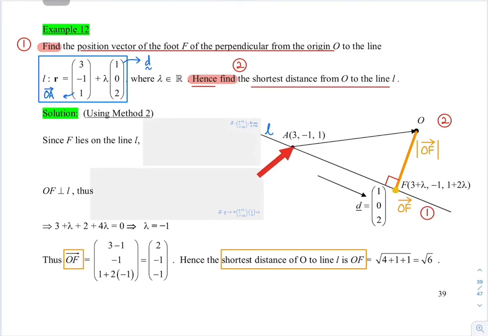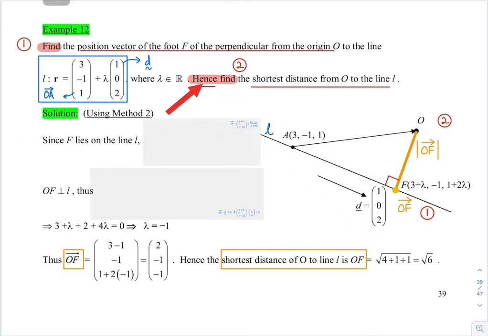And then this line L has a direction vector, we label it as D. This direction vector is obtained from this part of the equation. Alright, so the two objectives of this question: number 1, to find the point F. To find the point F, in this particular question, they ask for a position vector, so we're going to look for OF.